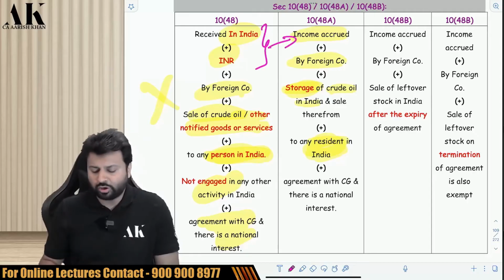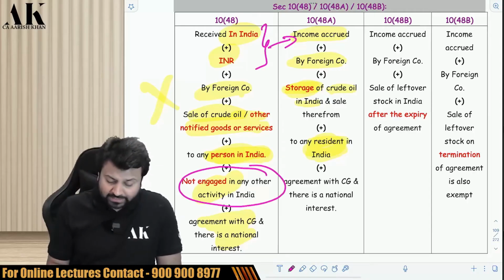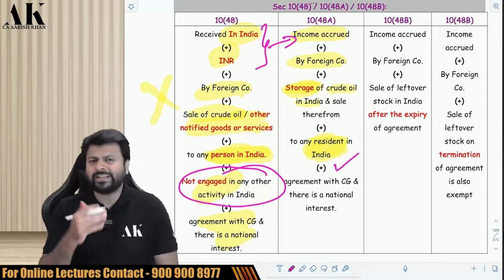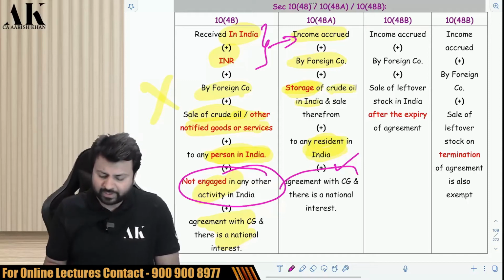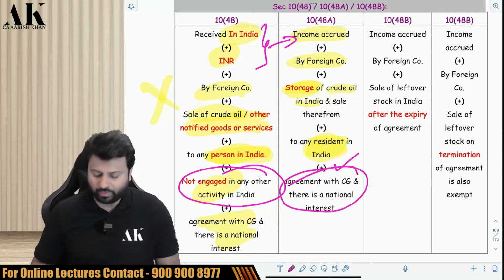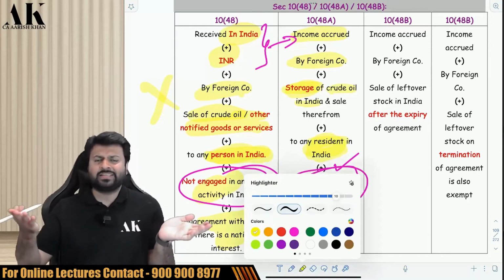Here these conditions are not mentioned. Next, in the first section it is mentioned that it should not be engaged in any other activity. Here it can be engaged in other activities also. There is no harm in that. The last point is the same: there has to be an agreement with the central government. That agreement is generally for 5 years, 6 years, not more than that.